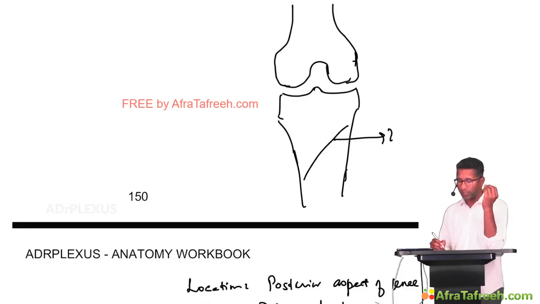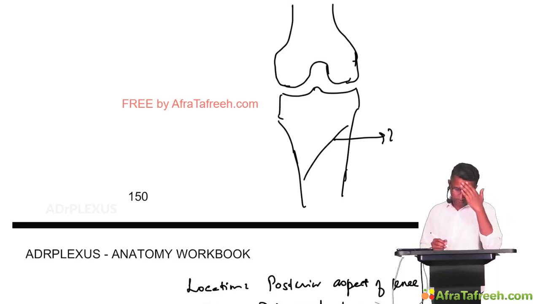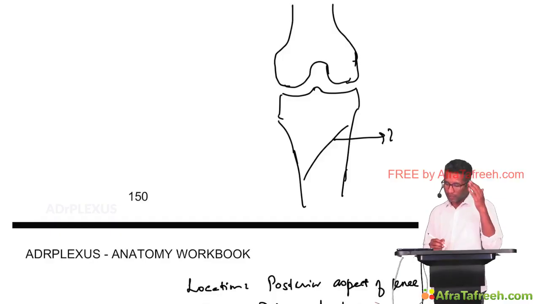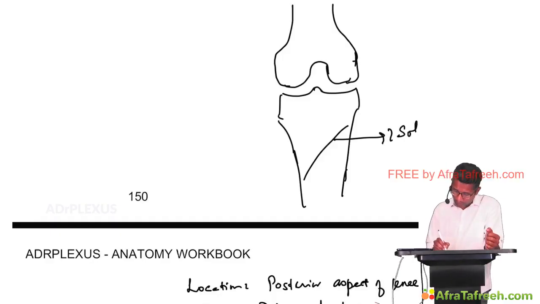There is one important muscle that gets attached to this line. Anybody? What is this line called? Yes, I am waiting for your answers. What is this line which is seen on the posterior surface of the tibia, separating it into upper 1/3 and distal 2/3? So this line is called the soleal line, guys.